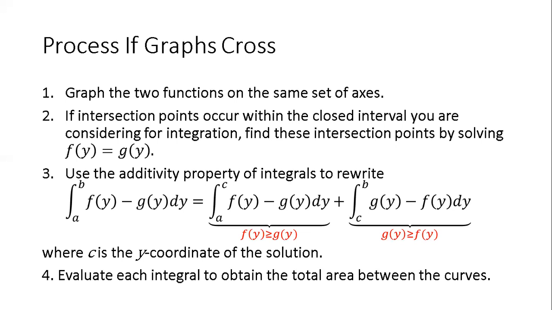Use the additive property of integrals to rewrite the definite integral from a to b of f of y minus g of y dy and split it apart into two integrals, where you have the integral from a to c of f of y minus g of y dy. Over this interval a to c, f of y is greater than or equal to g of y. Then you add the definite integral from c to b of g of y minus f of y dy, over the interval where g of y is greater than or equal to f of y. And of course, c is the y coordinate of the solution between f of y and g of y. Evaluate each integral to obtain the total area between the curves.